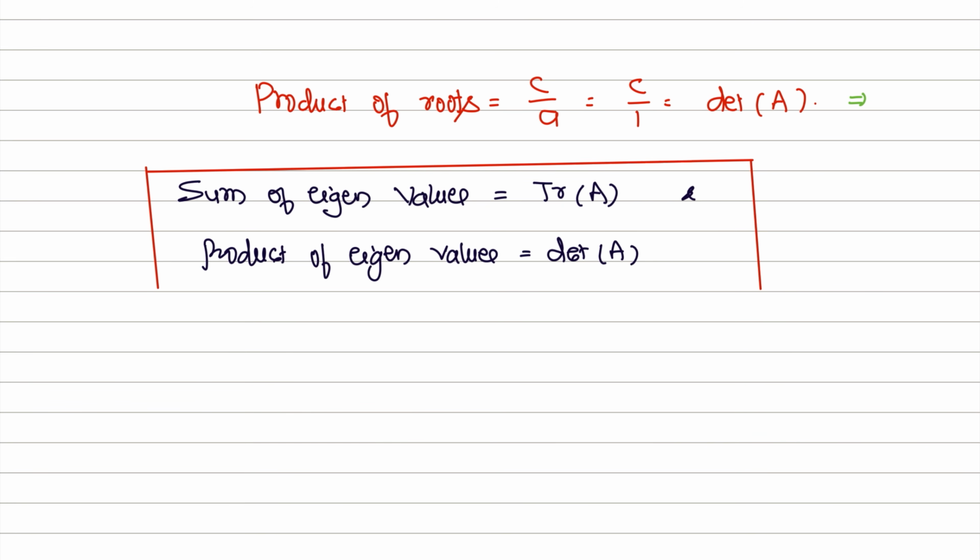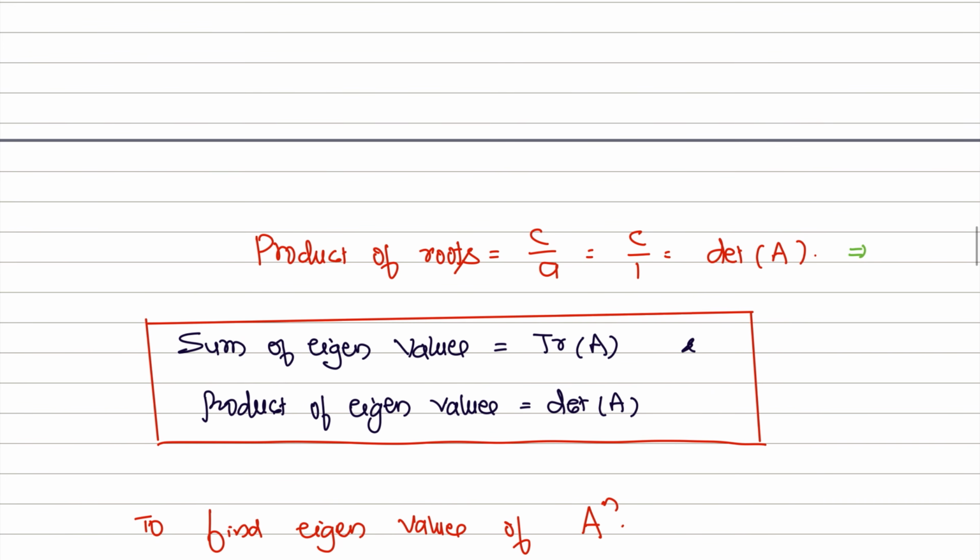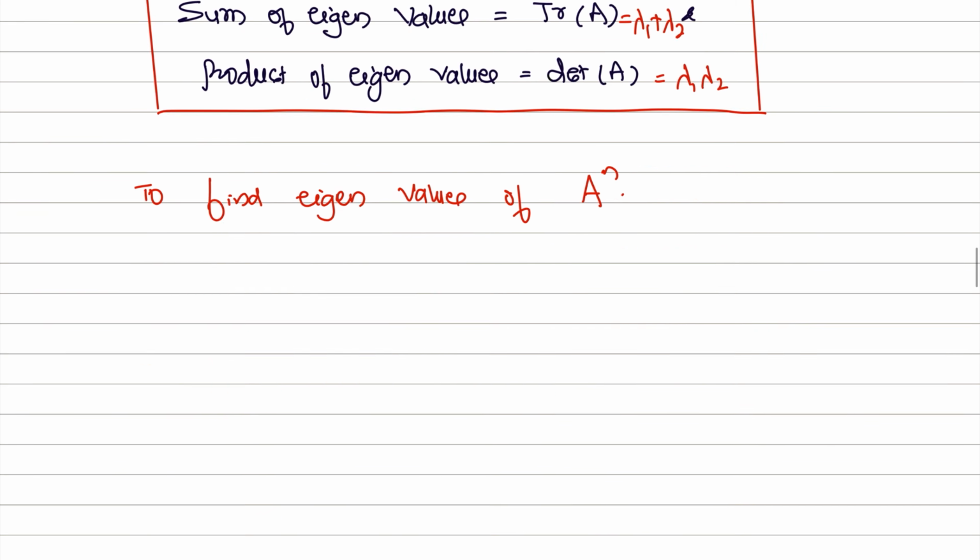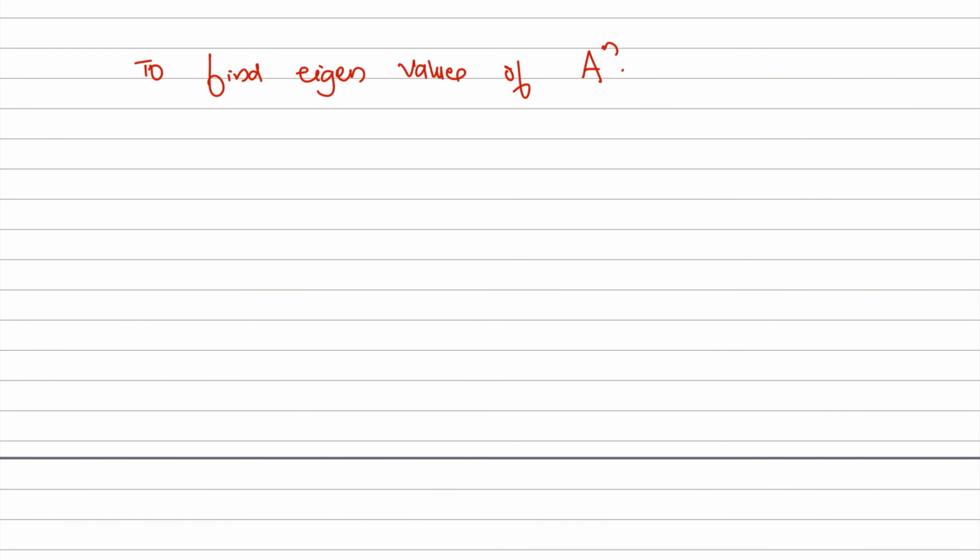Now we are left in the question with having to find eigenvalues of A to the power of n. Here determinant is equal to lambda 1 into lambda 2. Sum is equal to lambda 1 plus lambda 2. Now, to find eigenvalues of A to the power of n.